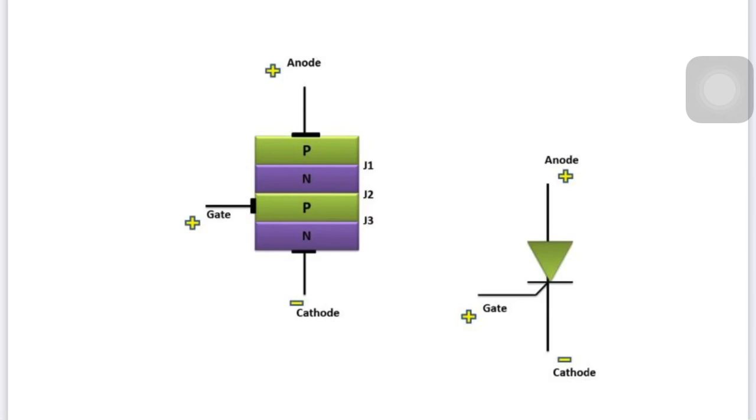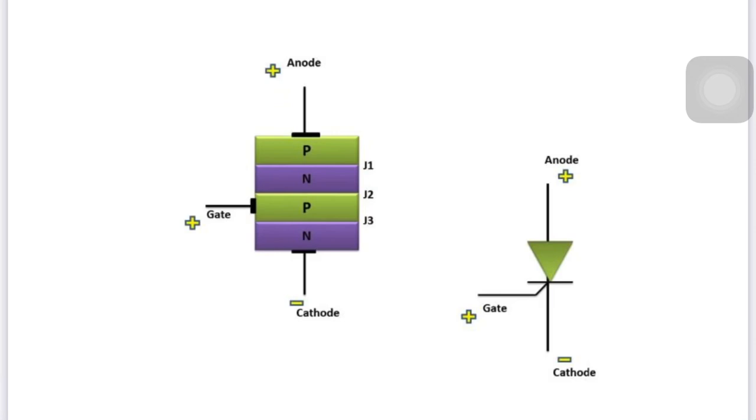Now, as shown in the left side figure, it is a four layer PNPN device, having three junctions indicated by J1, J2 and J3. P1 and P2 are P type layers and N is an N type layer; P has holes and N has electrons. The terminal names are anode, indicated by A, cathode, indicated by K, and gate, indicated by G. The gate terminal is connected to the inner P layer and it controls the firing or switching of the SCR.